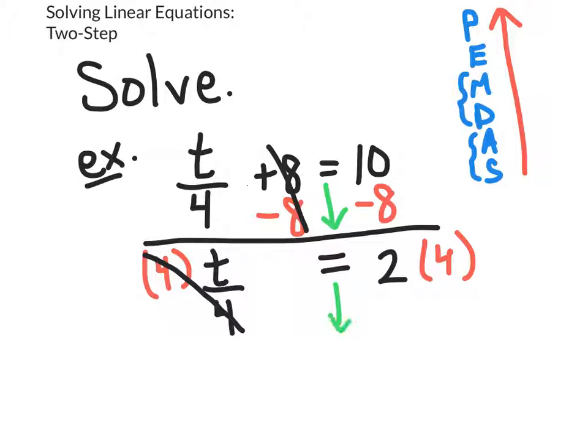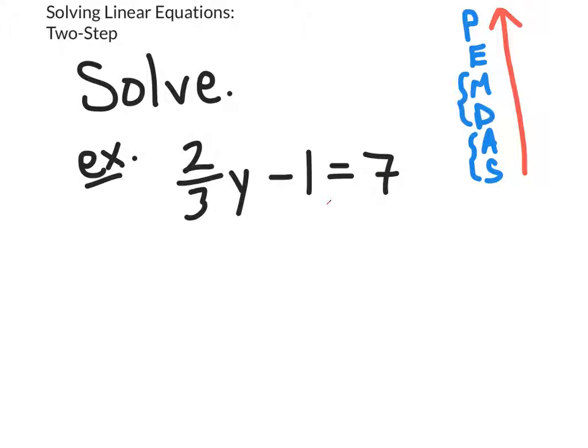Once again, I'm going to copy down that equal sign first before I do anything. On the left-hand side, I have isolated the variable t. That was the goal. That's what solve means: isolate the variable. And I have 2 times 4, which is equal to 8. There's my answer.